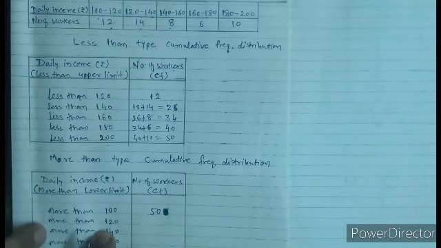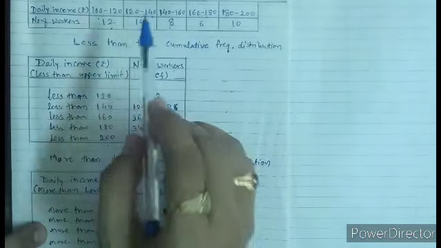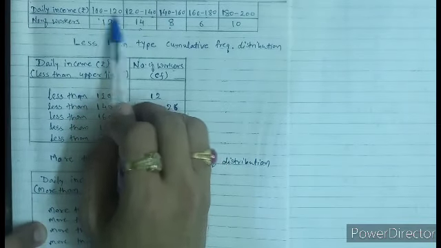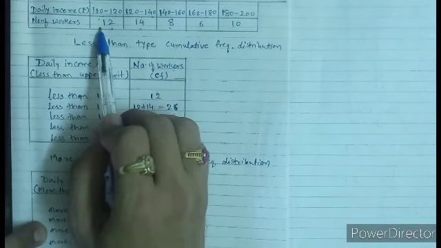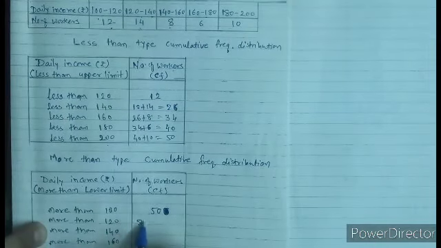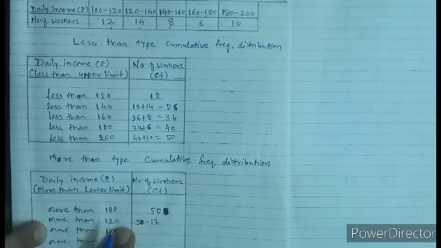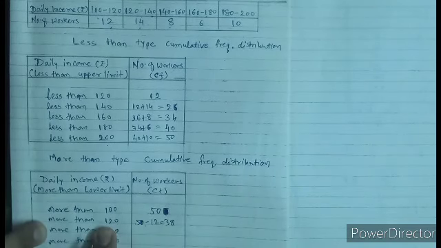Now for class 2, more than 120. What will be the number of workers having income more than 120 rupees? So more than 120, these many workers, 100 to 120 rupees workers, will be excluded. So we have to subtract this number out of 50. So 50 minus 12. You have to be very much careful. In case of less than, you have to keep on adding, whereas in case of more than, you have to keep on subtracting. So 50 minus 12, it will be 38 for more than 120.